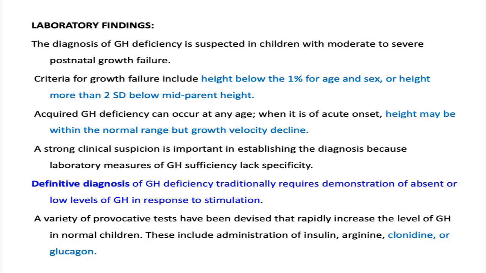Acquired growth hormone deficiency can occur at any age. When it is of acute onset, height may be within the normal range, but growth velocity declines. What we mean by this is that sometimes in acquired causes of growth hormone deficiency, we find the patient is on the 10th centile or 25th centile. But when we go to his previous growth, he was on the 50th centile, and then the growth velocity declined and he became on the 25th centile, and if we leave the patient, then he will go below the 3rd centile or below the 1st centile.